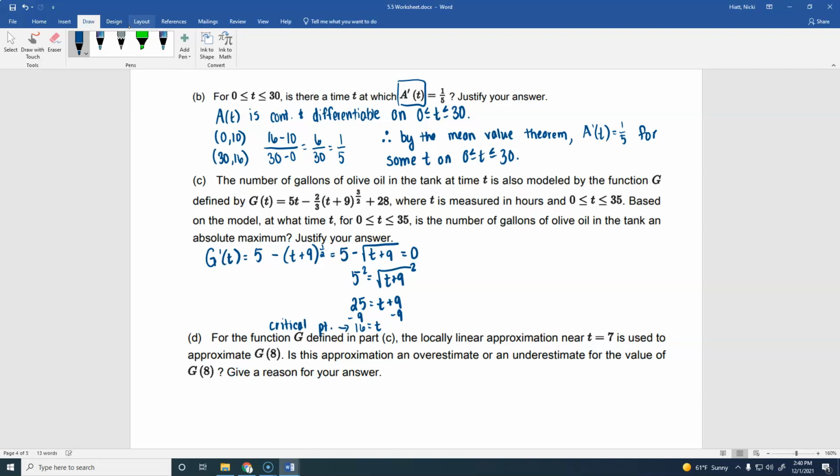So our critical point is 16, which does fall between 0 and 35. This asks for absolute maximum. So for an absolute maximum, we've got to check the endpoints, plus we've got to check 16 to see which one is highest. Plug into the original. So we'll do g of 0. That's our first endpoint, which is going to be 5 times 0 minus 2/3. I'm going to write this as the square root of 0 plus 9 cubed plus 28.